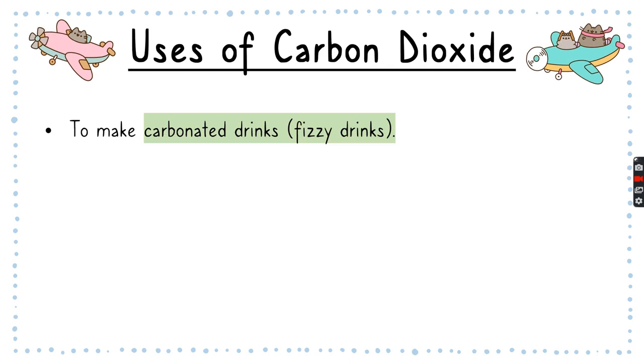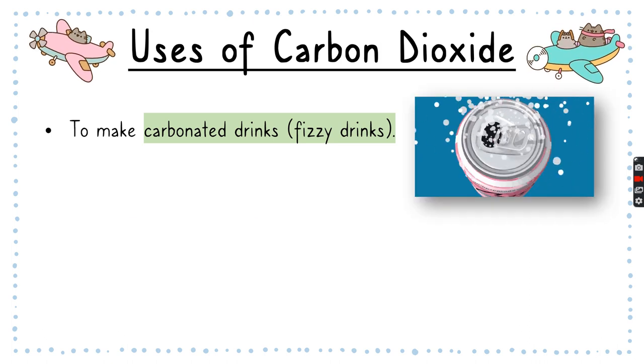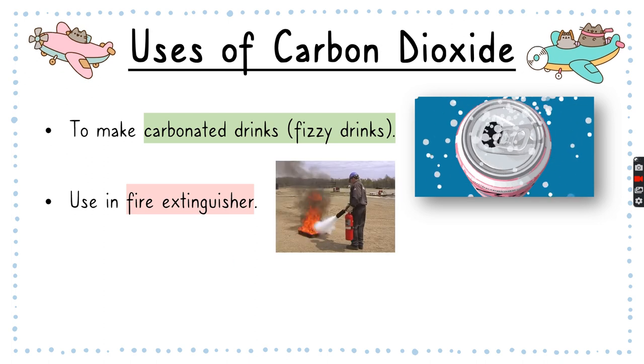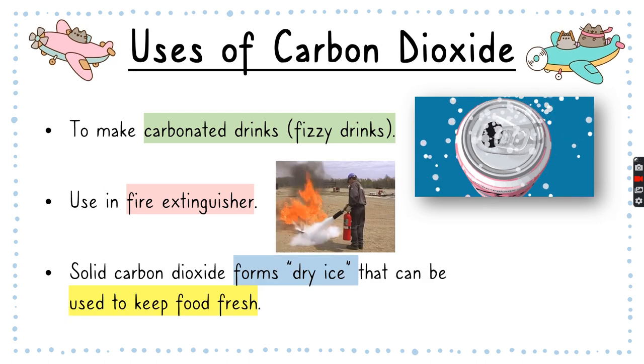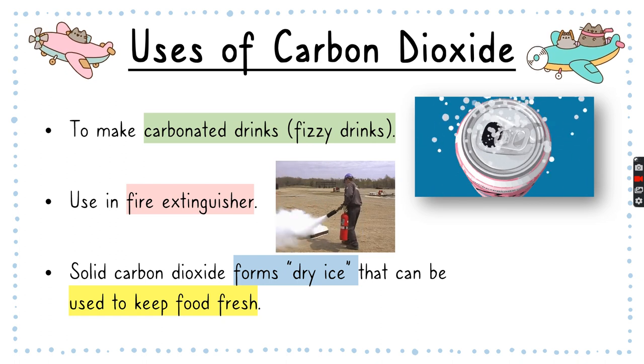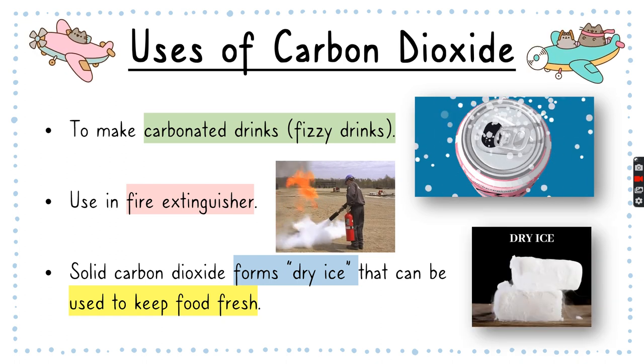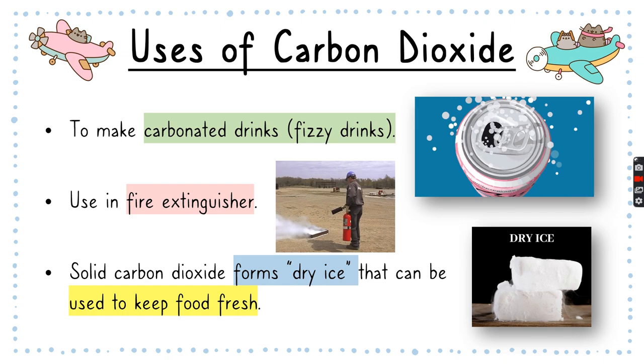Some of the uses of carbon dioxide for us human beings is that we use it to make carbonated drinks like fizzy drinks. We also use it in fire extinguishers. And when we solidify carbon dioxide, it forms this thing called dry ice. So dry ice can also be used to keep food fresh.